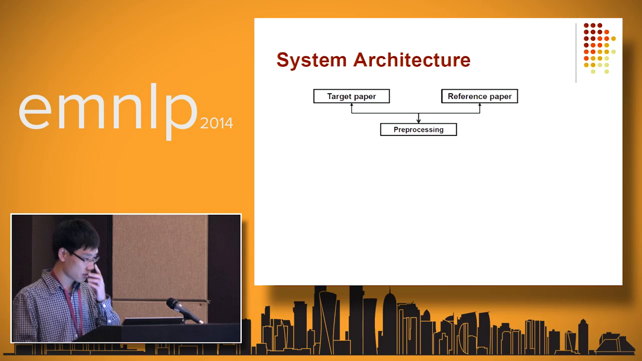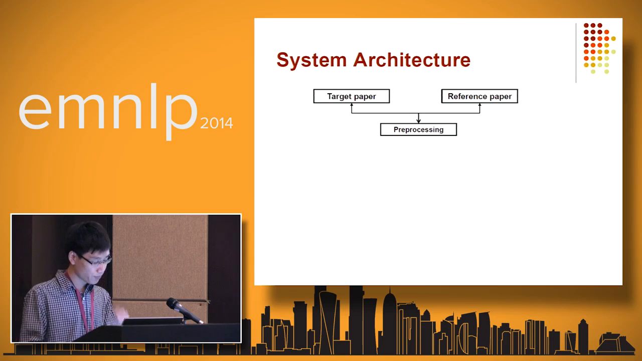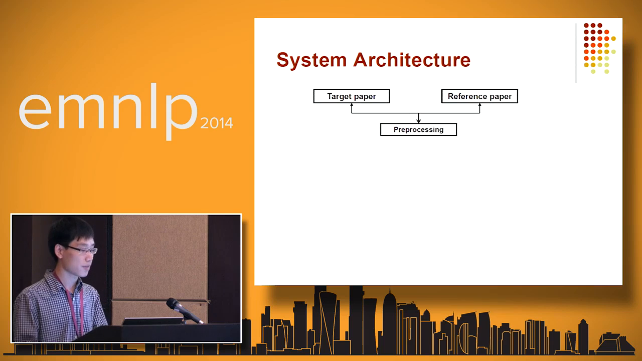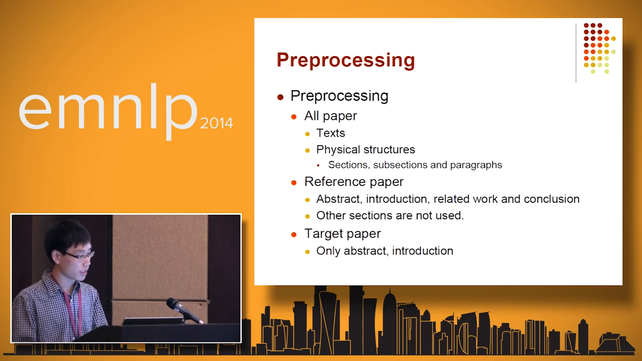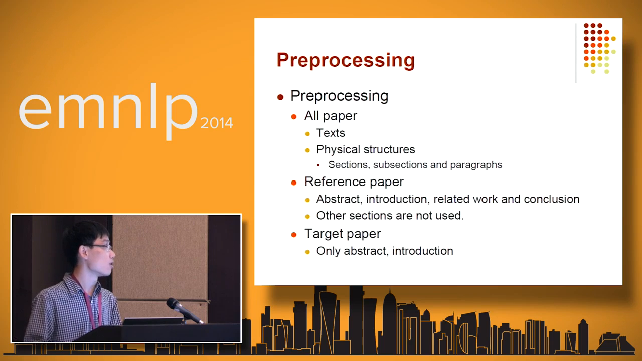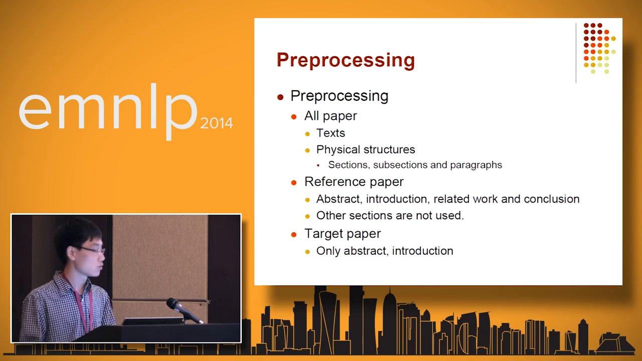Here is our first step. Our input is the target paper along with its reference paper set, and the first step is pre-processing. Here we extract the texts of our paper, and the physical structure of the paper is also detected, such as section, subsection, and paragraphs. And for the reference papers, only the abstract, introduction, related work, and conclusion sections are used.